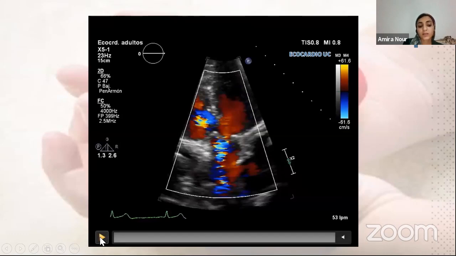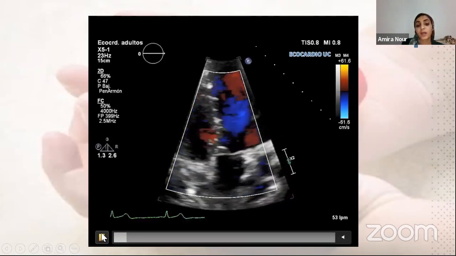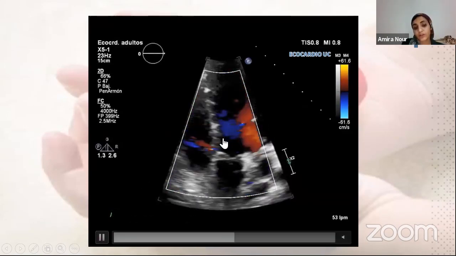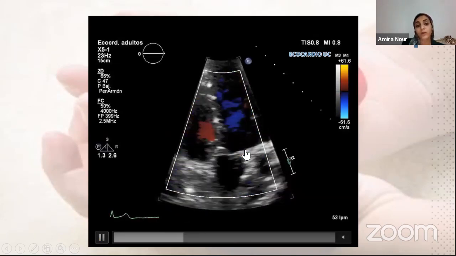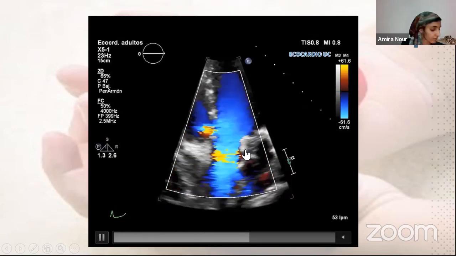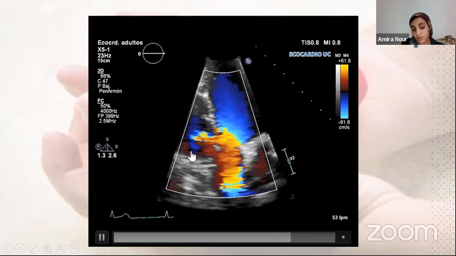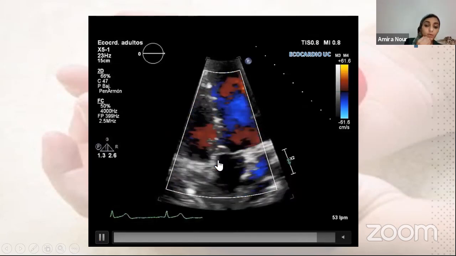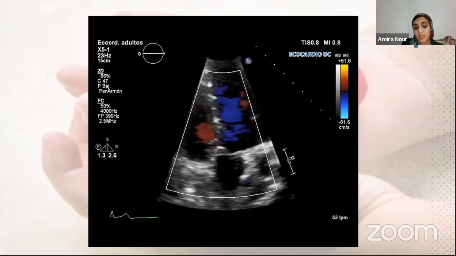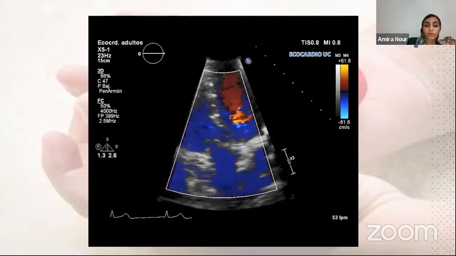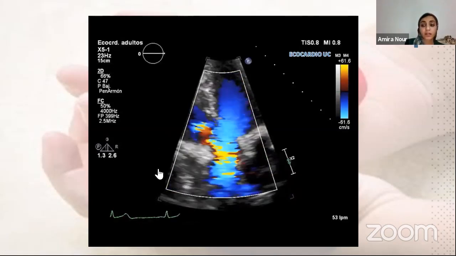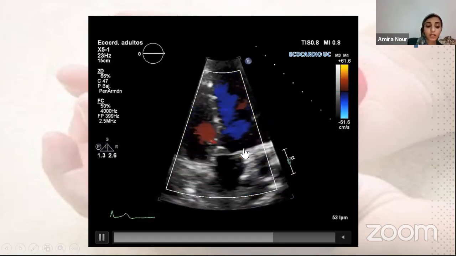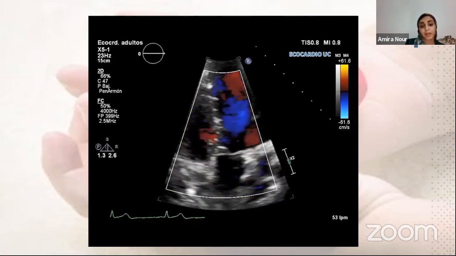And again, I said we should assess the relation of the defect to the neighboring structure, and here we could see that this VSD is very close to the aortic valve, which could give us an implication that this should be closed surgically, and it may also be important for the cardiac surgeon if we know that the VSD is very close to the aortic valve. So assessment of the relation of VSD to the neighboring structure is very important.